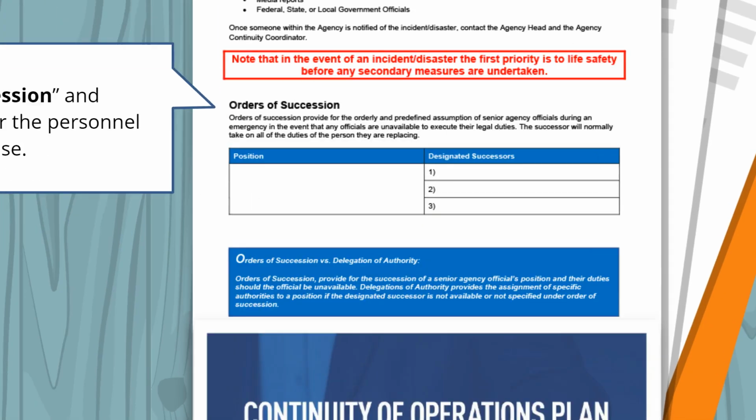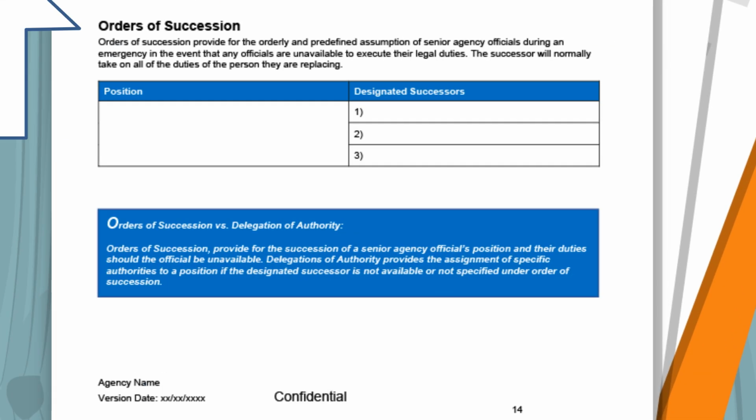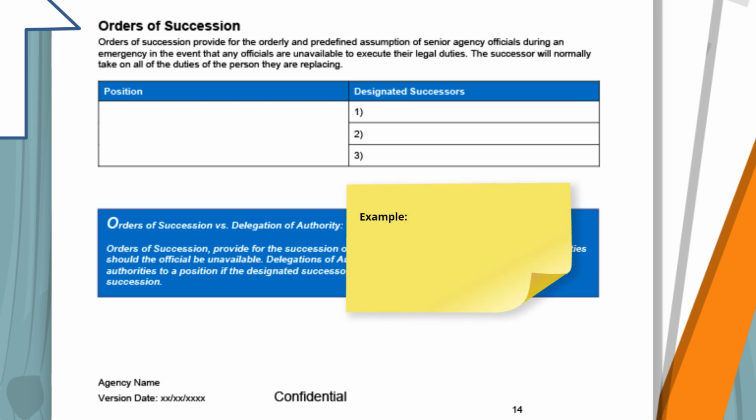The order of succession is the sequence used to transfer authority from one person to another in order to respond to the incident. For example, the power to implement your plan might start with the chief election official, but pass to a deputy if the chief election official is not available.